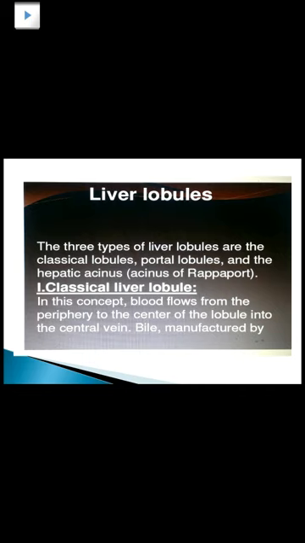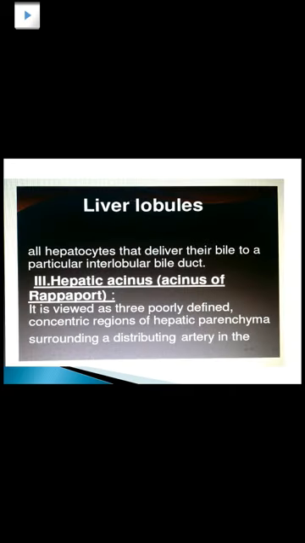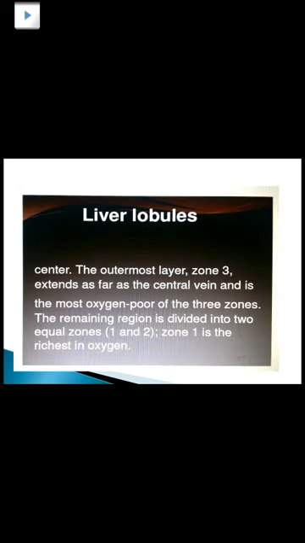The liver lobules. As you all are aware, this is basically divided into classical lobules, portal lobules, and the hepatic sinuses. We will not consume much time on this particular thing. We'll move ahead, just to brush you up.